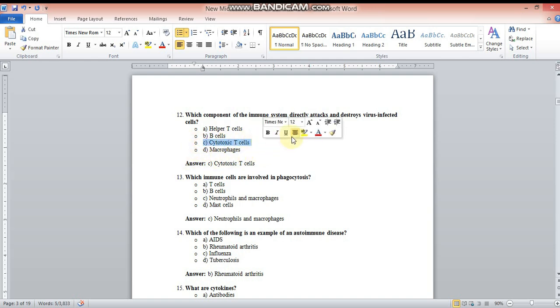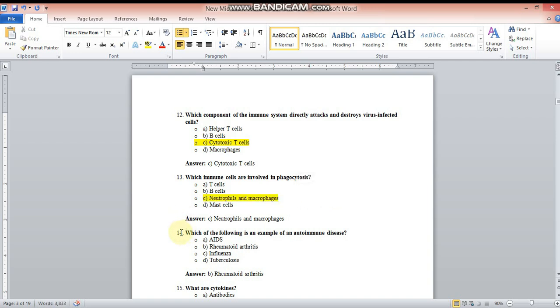Cytotoxic T cells. The next MCQ is, which immune cells are involved in phagocytosis? Option A. T cells, option B. B cells, C. Neutrophils and macrophages, and D. Mast cells. So the correct option is C.